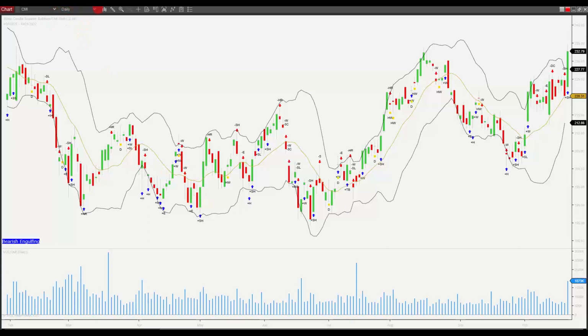Notice up here I have it, this is on a daily chart. Markets are closed right now. But I can easily switch to a 1 minute, 5 minute, 10-minute, monthly chart. You name it, we can change to whatever time frame.